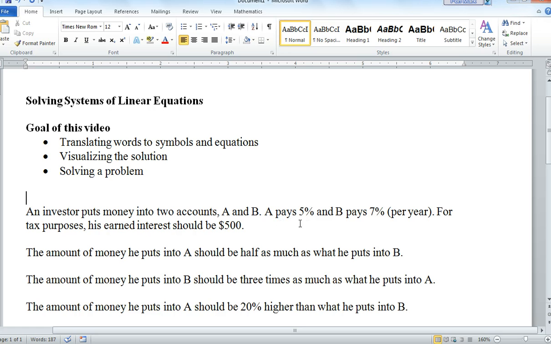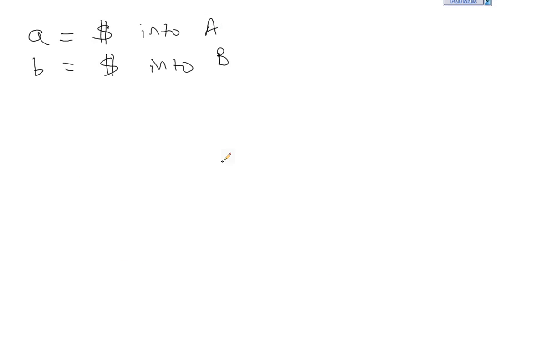Well, how do you get the total interest for how much you put into A and how much you put into B? Well, if I put $100 into account A, then at the end of the year, that's going to earn 5%. So just the interest portion alone would end up being $5 in this case. Well, I don't know how much I'm going to put in A yet. That's something we may want to determine later on.